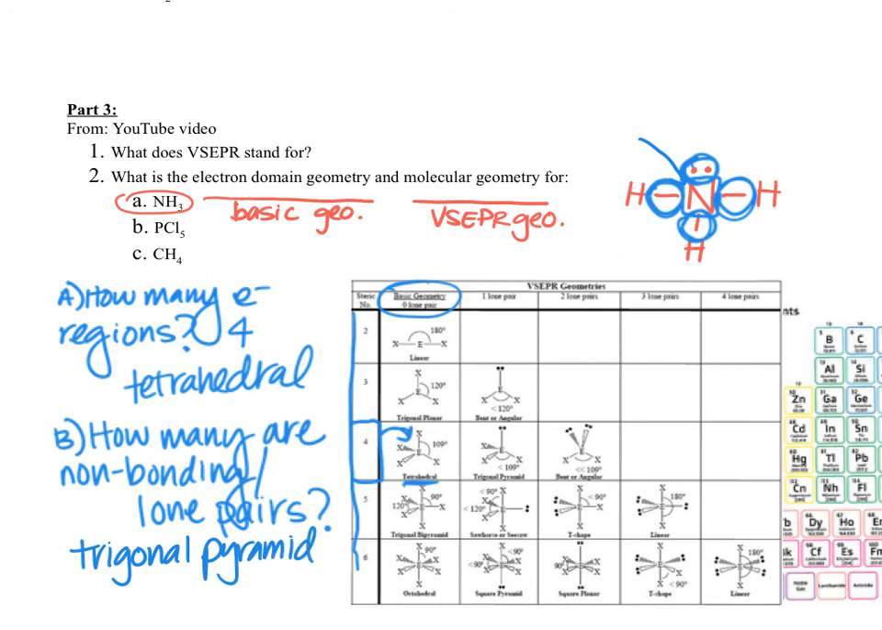But remember first to draw the Lewis structure, and then after that, you'll ask how many electron regions are around the central atom, and then how many of those are lone pairs or non-bonding.